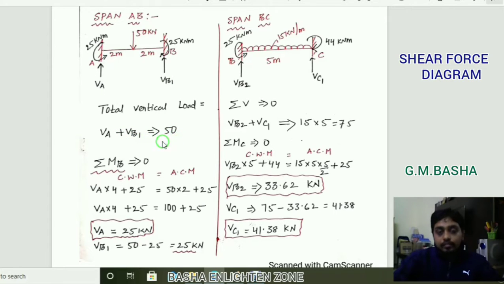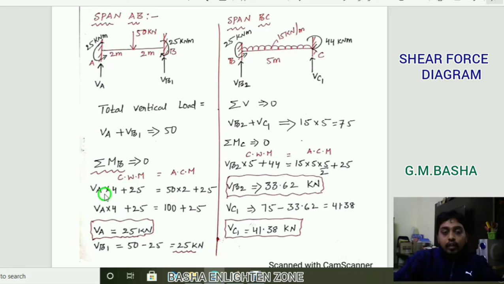Okay, then go for the moments. See friends, sigma MB equal to 0. It means I am resolving the entire force by taking moments about B equal to 0. What are the forces acting on the entire span? I am resolving up to this B. Taking moments about B, the sum of the moments at the particular joint B will be equal to 0. Then I am taking clockwise moments on one side and anti-clockwise moments on the other side, because it will be very easy for your calculation.